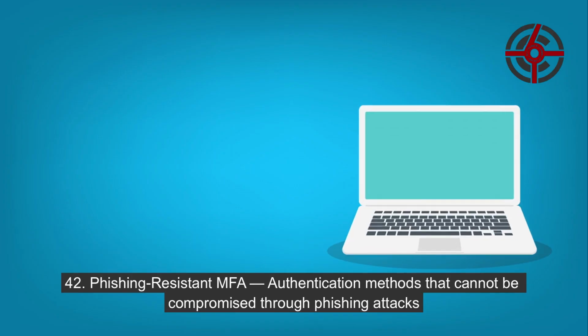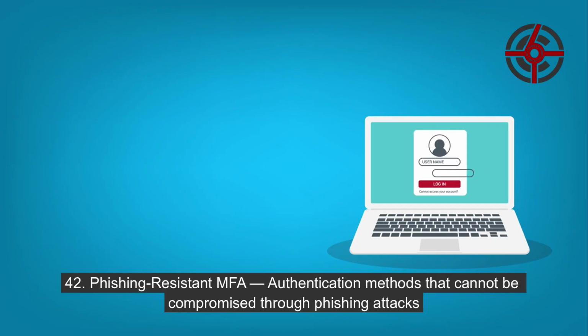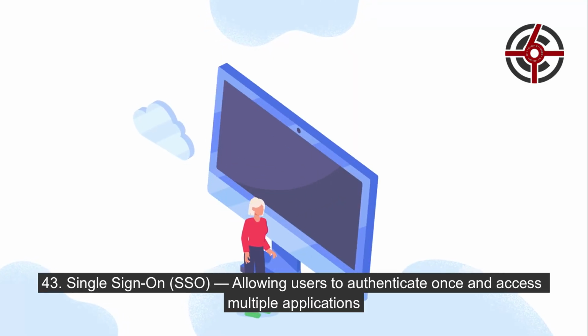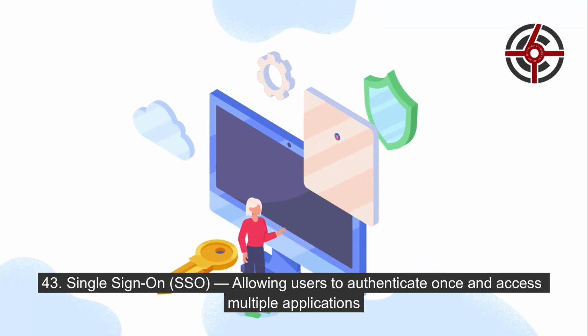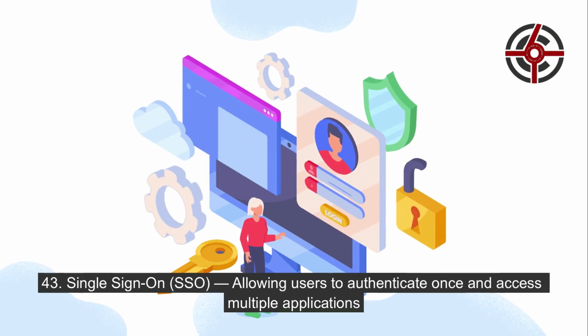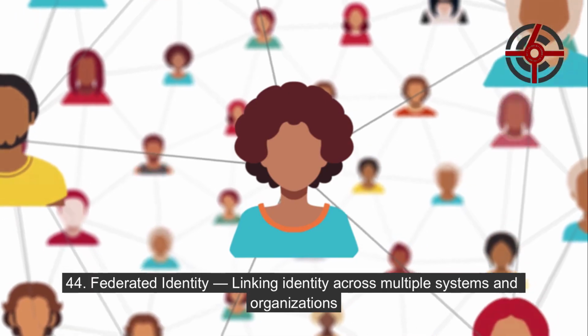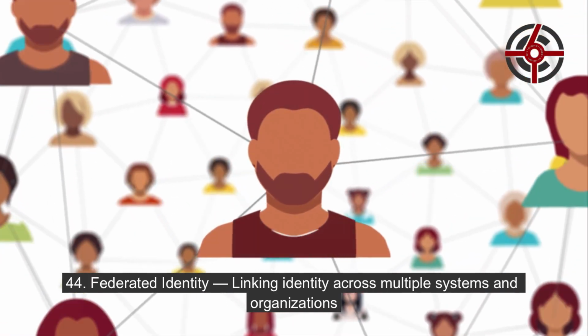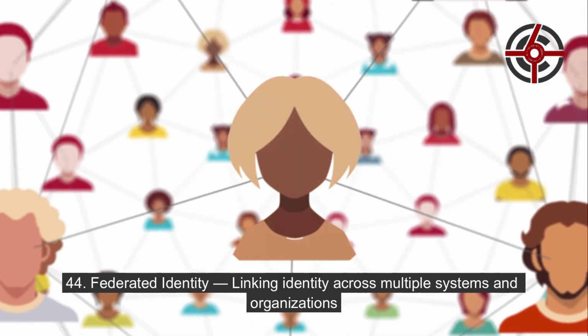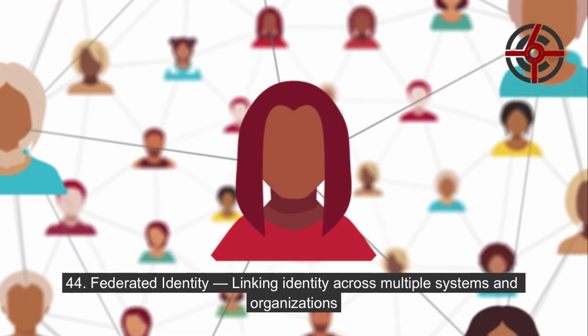42. Phishing-resistant MFA, authentication methods that cannot be compromised through phishing attacks. 43. Single sign-on, SSO, allowing users to authenticate once and access multiple applications. 44. Federated identity, linking identity across multiple systems and organizations.